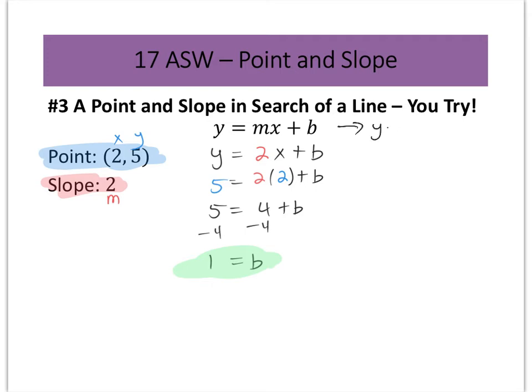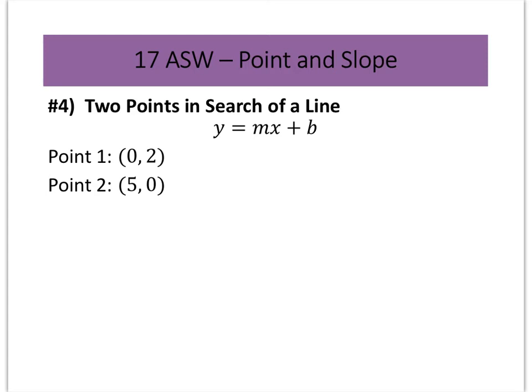So y equals 2x plus 1. And this is our equation for the line that goes through the point (2, 5) and has a slope of 2. And if you don't believe me, you can go ahead and graph this and plot that point and check. Or you can use Desmos or some graphing utility.